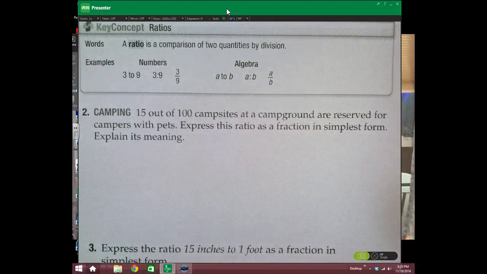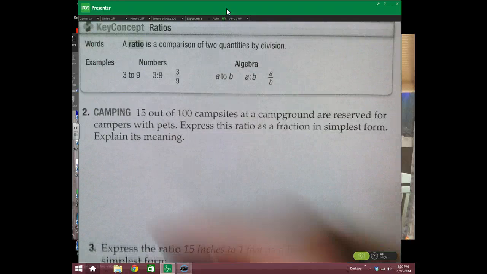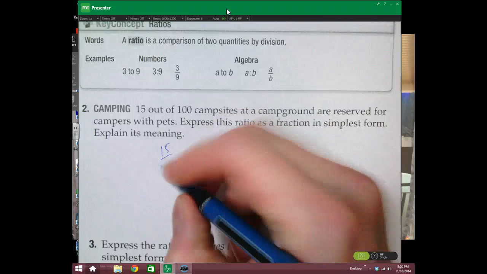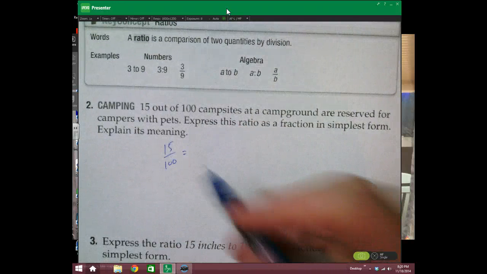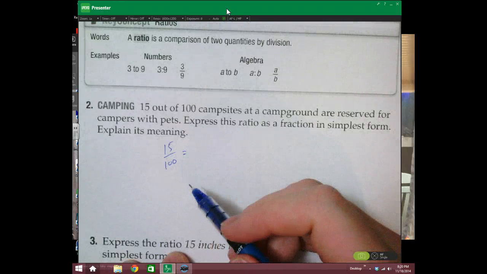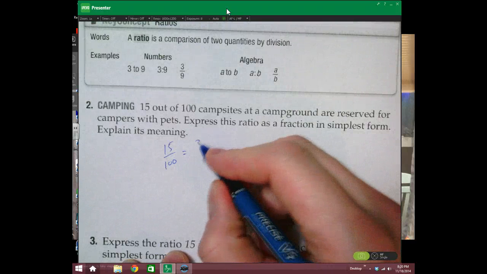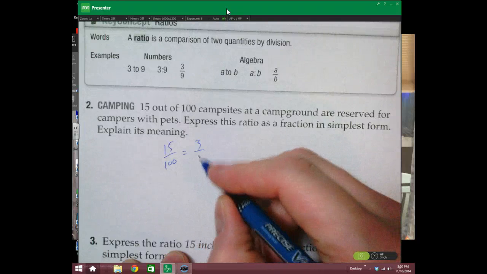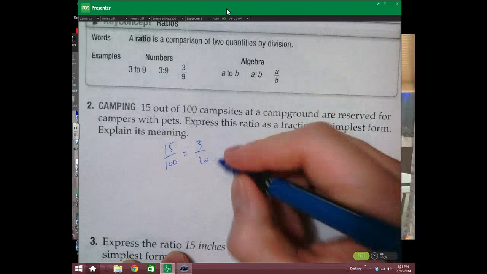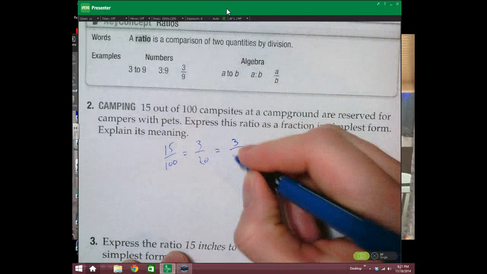Okay. So first thing we'll do, I like to use the fraction method, and it did say as a fraction, so we'll put 15 over 100 as our fraction. Now we have to reduce this. Both these numbers are divisible by 5. 15 divided by 5 is 3, and 100 divided by 5 is 20. So that's our simplest ratio, 3 out of 20.